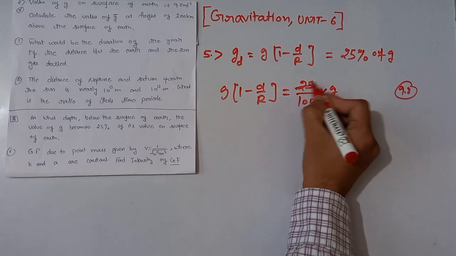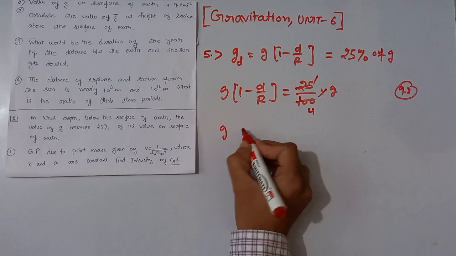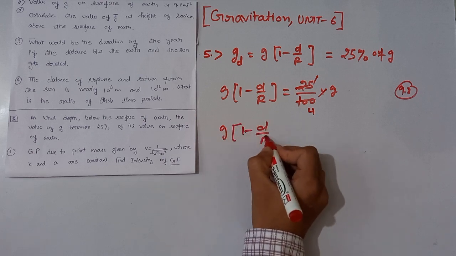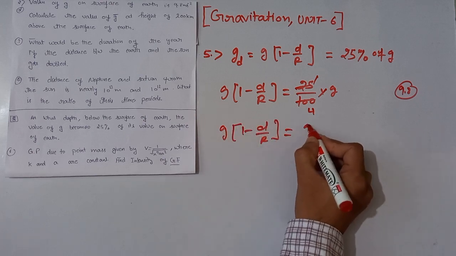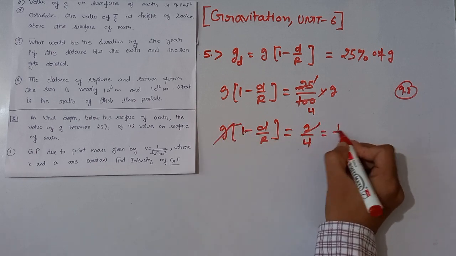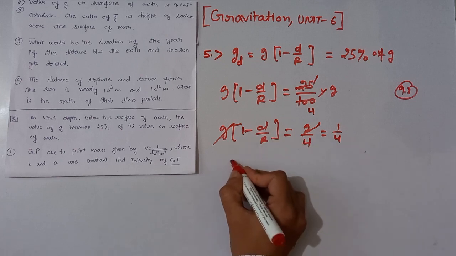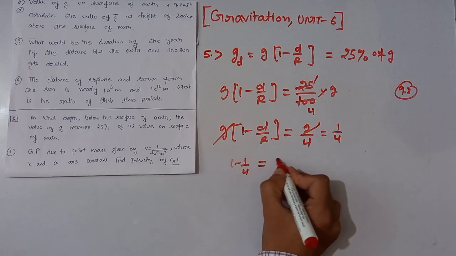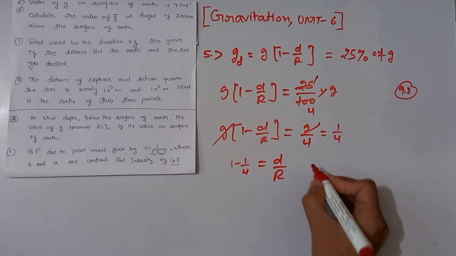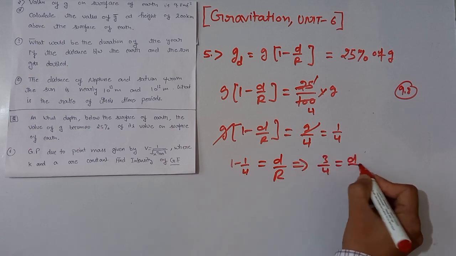Now 25 ones are 25 and 25 fours are 100, so g into 1 minus d divided by R is equal to g divided by 4. This g cancels this g, which is equal to 1 by 4. So we can easily calculate the d here. 1 minus 1 by 4 is equal to d divided by R, which implies 3 by 4 is equal to d divided by R.